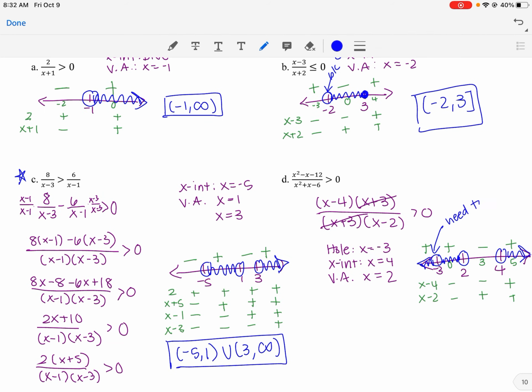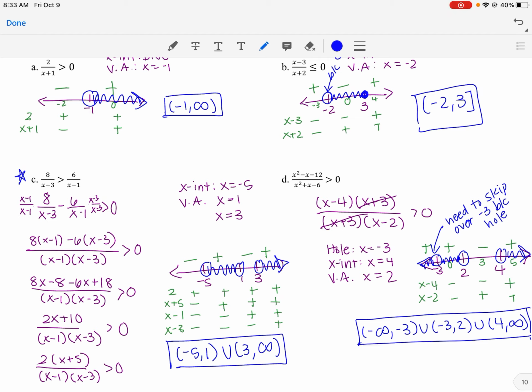Need to skip over -3 because it's a hole. So if you didn't have that there, you may just have said it's -infinity to 2, but really the answer is -infinity to -3, -3 to 2, and 4 to infinity. Okay, good luck.